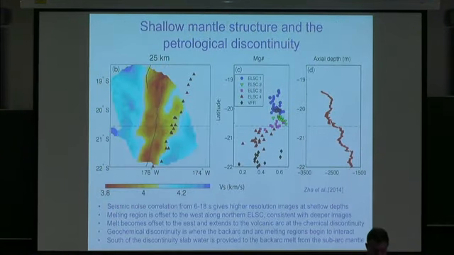And so, some of the results of our ocean bottom seismograph experiment: this is an image from noise correlation, which is sensitive to the uppermost mantle structure. And this is at a depth of about 25 kilometers. And it's compared here with the geochemical discontinuity results, and then also axial depth on this side.